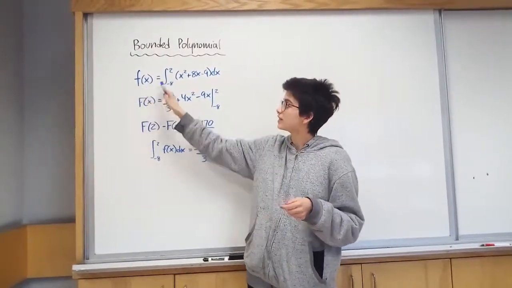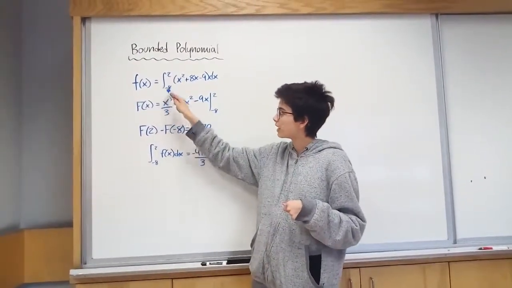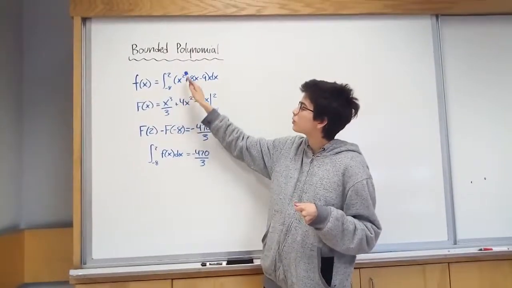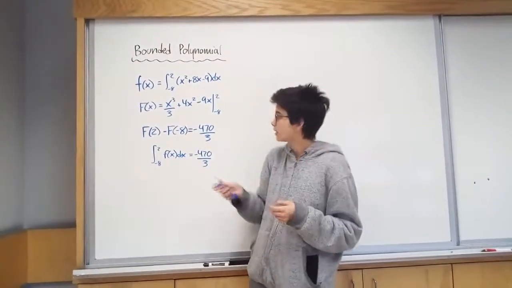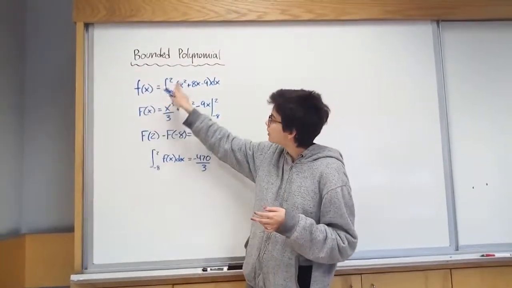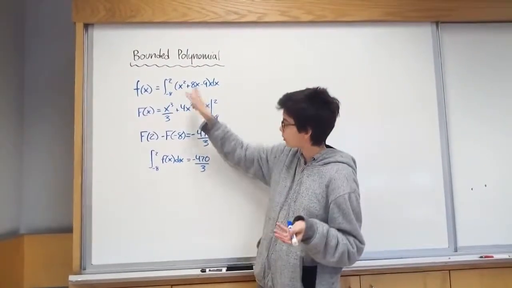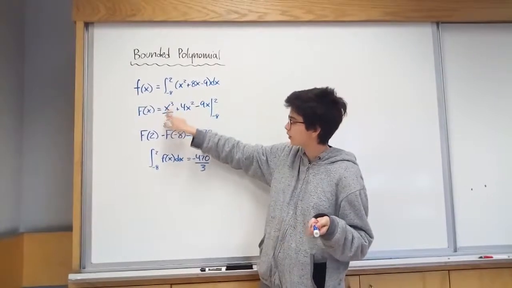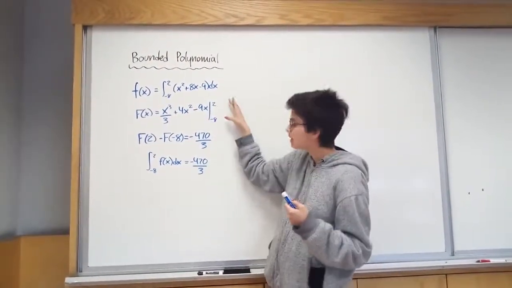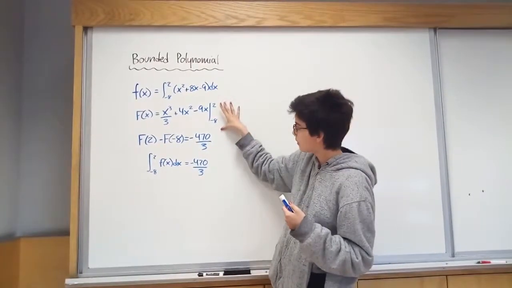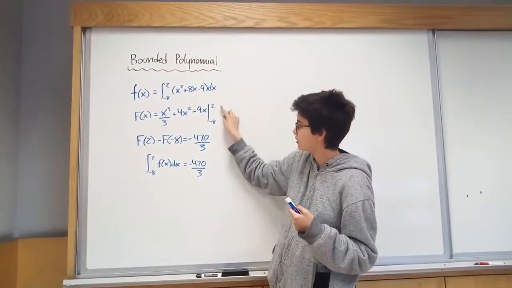Here's an example of a bounded polynomial now. We have the integral from negative 8 to 2 of x squared plus 8x minus 9 dx. In order to find our antiderivative, we need to just do the simple opposite power rule that we've been doing this whole time. So it's x to the 3 over 3 plus 4x squared minus 9x. And once again, remember to put your notation, so it's bounded from negative 8 to 2.